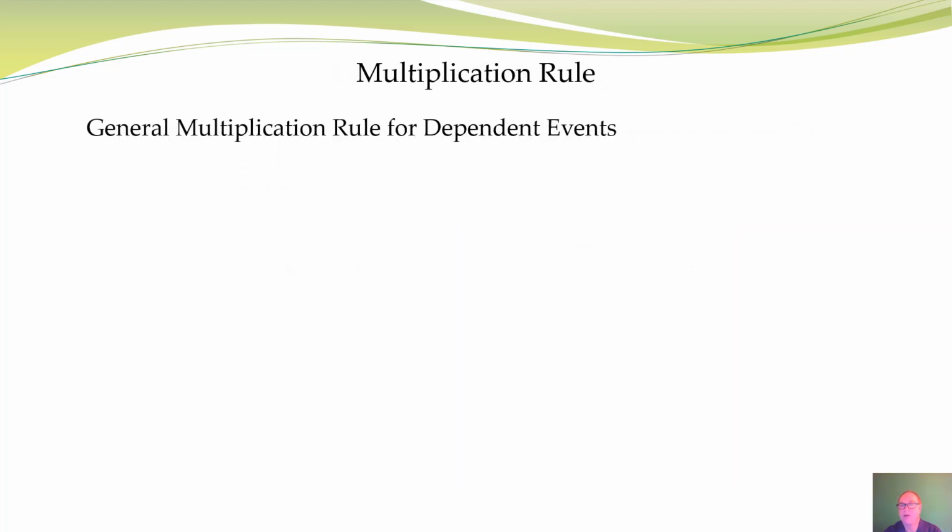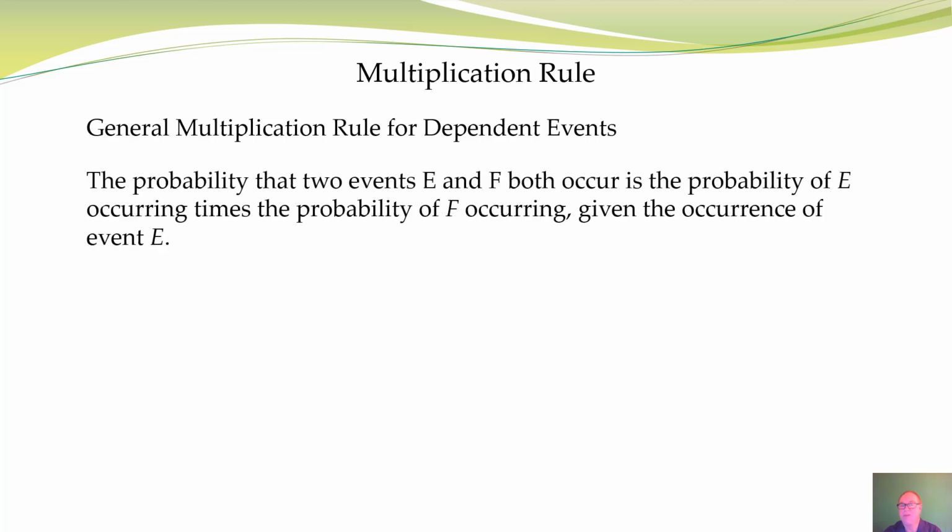Now, general multiplication rule for dependent events. The probability that 2 events E and F both occur is the probability of E occurring times the probability of F occurring given the occurrence of event E. So if we look at this, the probability of E and F occurring is equal to the probability of E times the probability of F given E has occurred.